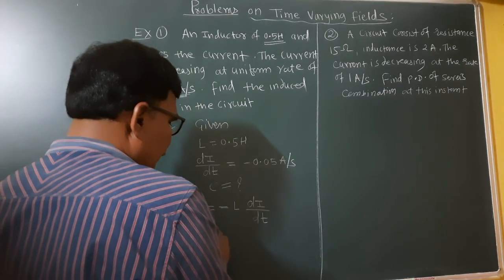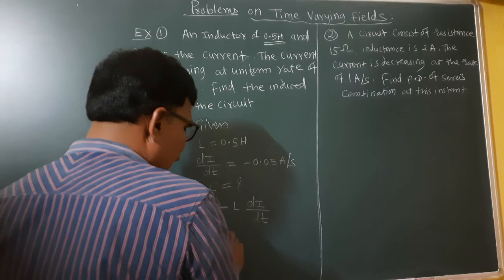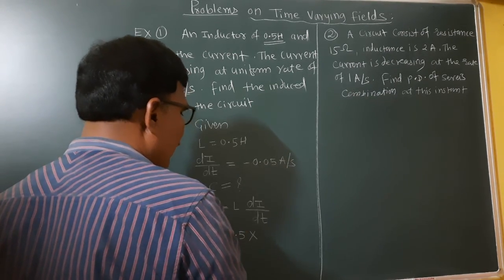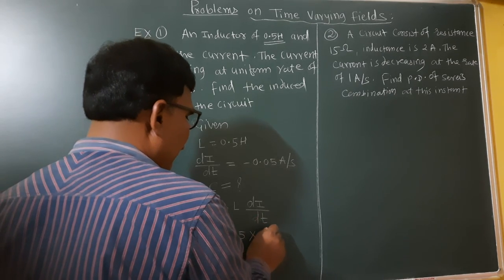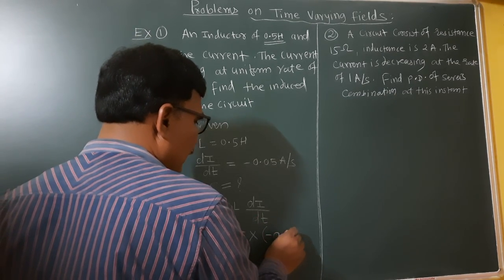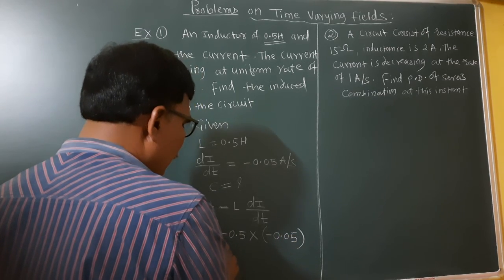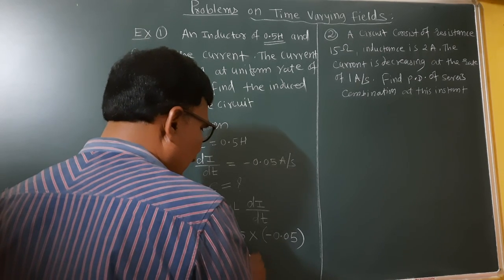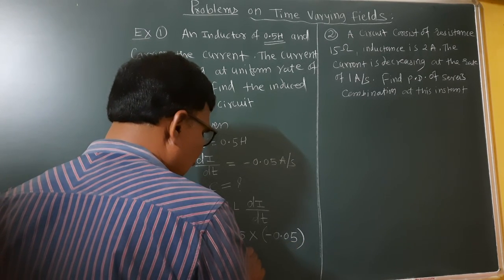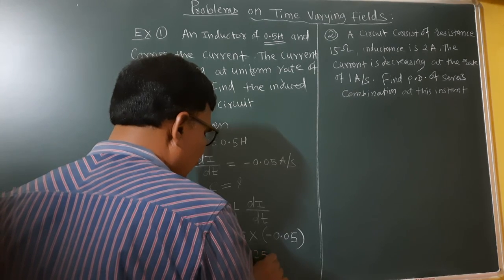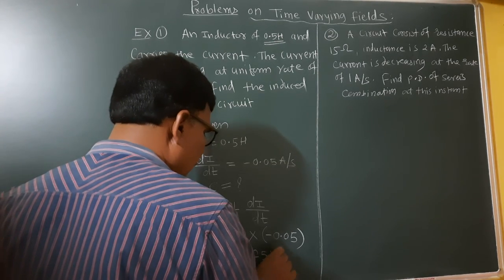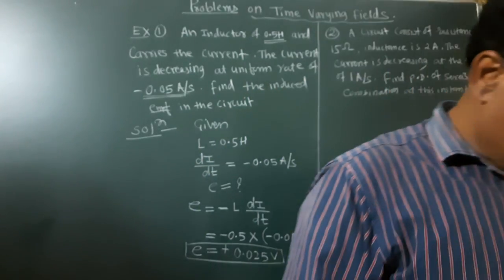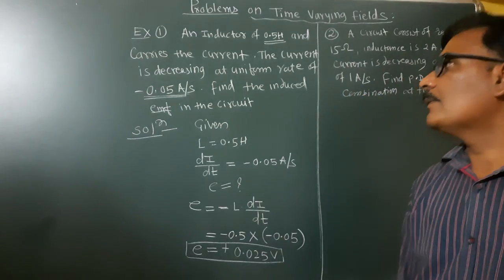Now substitute the values. What is the value of L? L is 0.5, with the minus sign, into di by dt, which is also minus 0.05. Multiply these two terms: minus becomes plus, and 5 fives are 25, and with three decimal digits we get 0.025. EMF is measured in volts, so the answer is 0.025 volt. This is the EMF induced in that circuit.